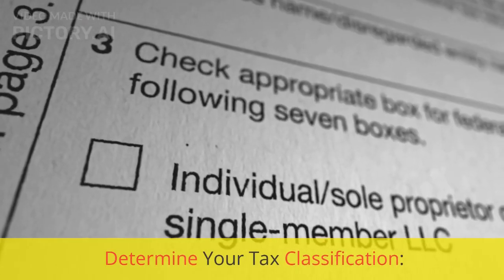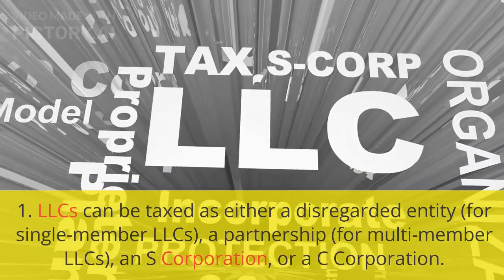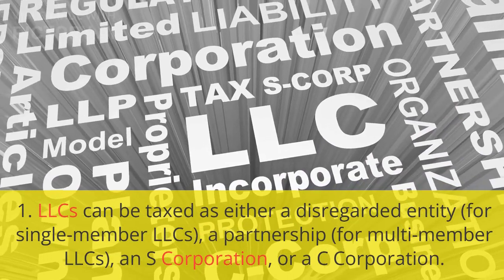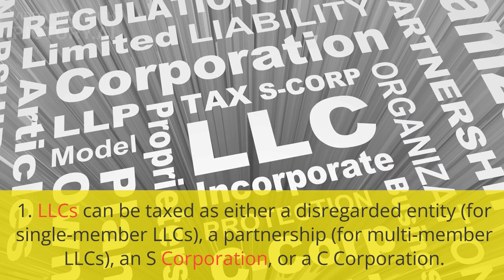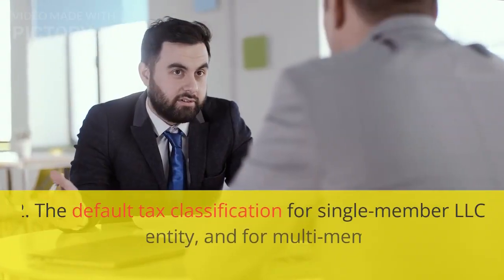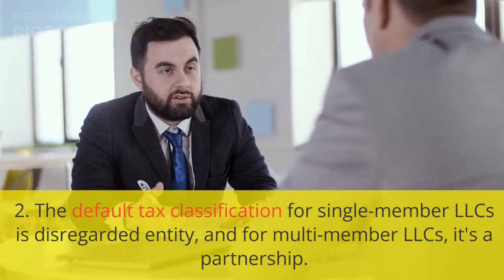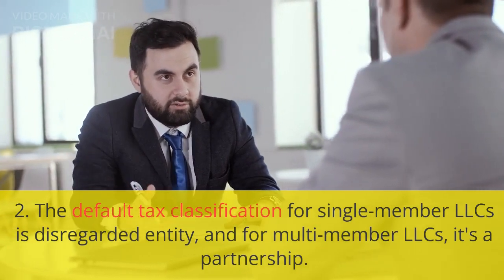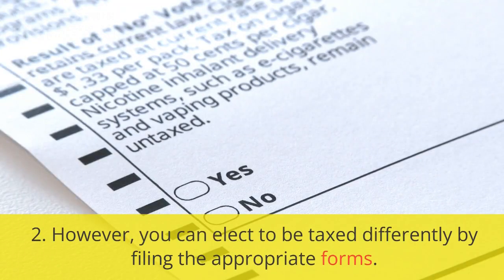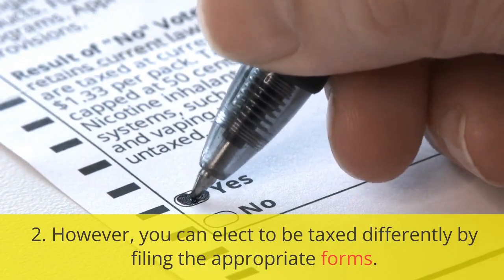Step 1: Determine your tax classification. LLCs can be taxed as either a disregarded entity, for single-member LLCs, a partnership, for multi-member LLCs, an S corporation, or a C corporation. The default tax classification for single-member LLCs is disregarded entity, and for multi-member LLCs, it's a partnership. However, you can elect to be taxed differently by filing the appropriate forms.